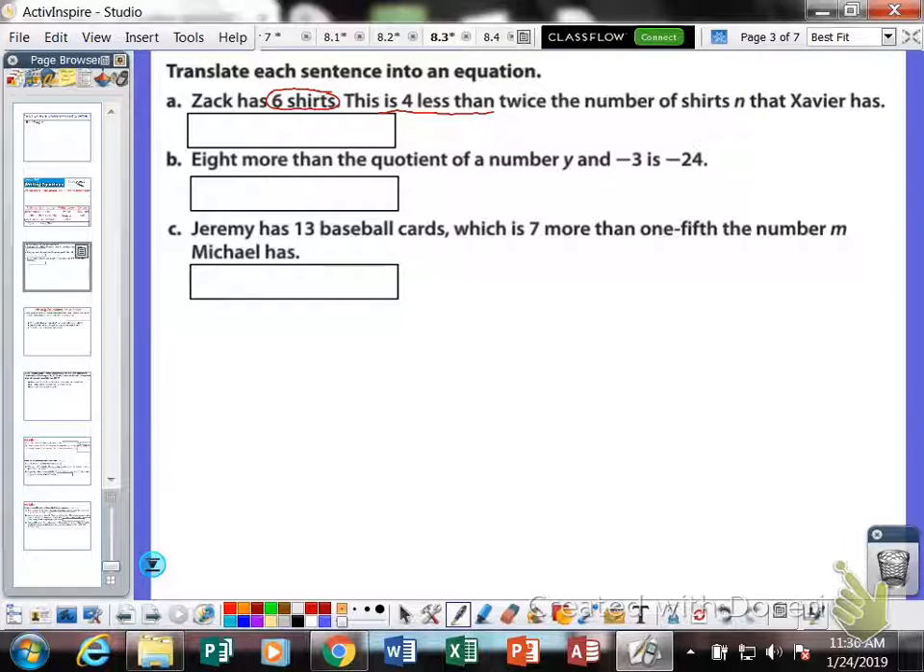So our equation, we could start with our total. We have 6 shirts total, and that is equal to 4 less than twice the number of shirts N. So we have 2N because it says twice the number of shirts. And then we have 4 less than that, so subtract 4. And that would be our equation there.